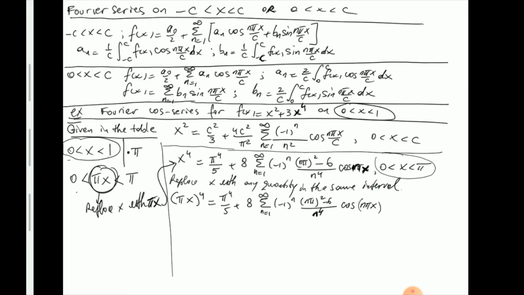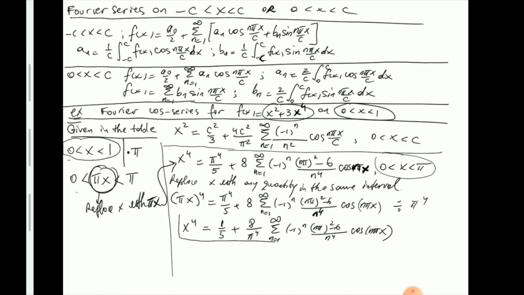All right, so now you isolate x fourth, because remember your goal is to have a representation for x squared plus 3x fourth. So I'm going to isolate x fourth by dividing both sides by pi to the power 4. If I divide by pi to the power 4, then this becomes 1 over 5, and then 8 over pi to the 4th, and I'm going to copy the rest. And let's save this for now.